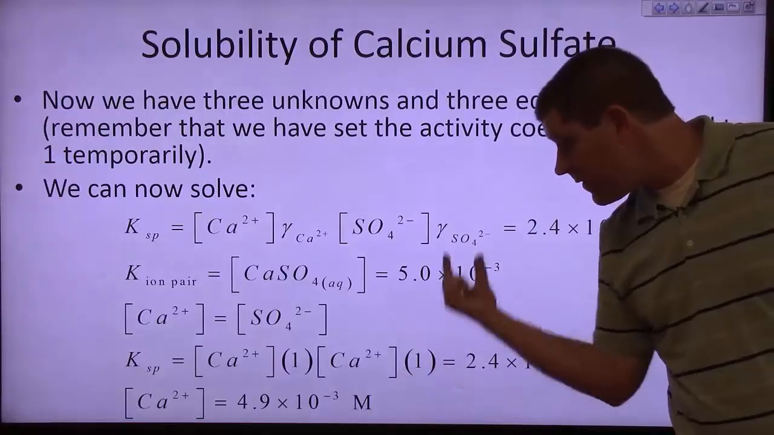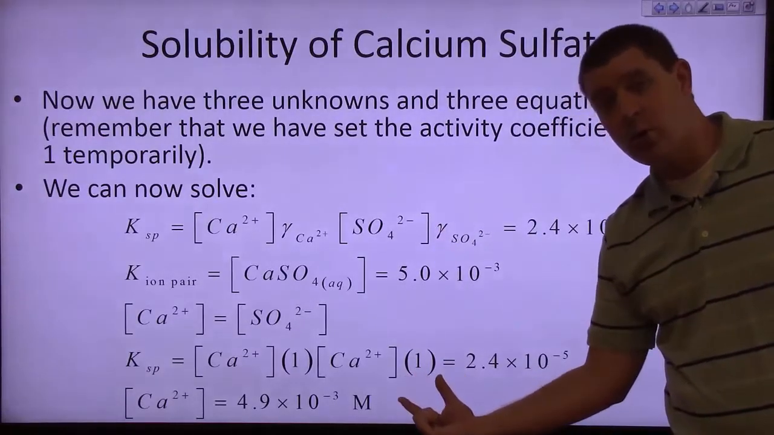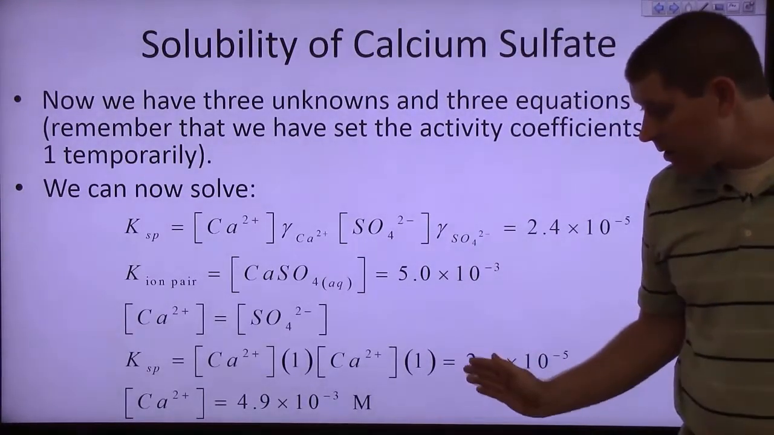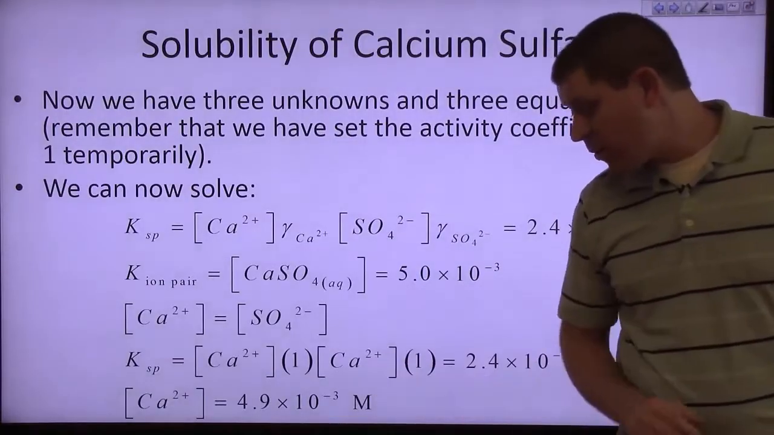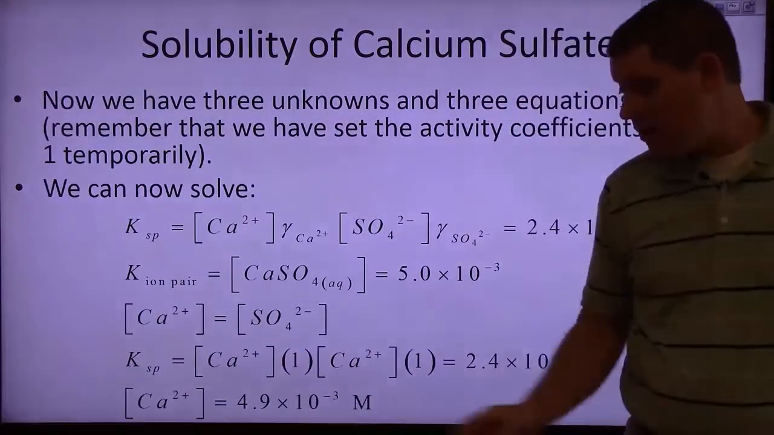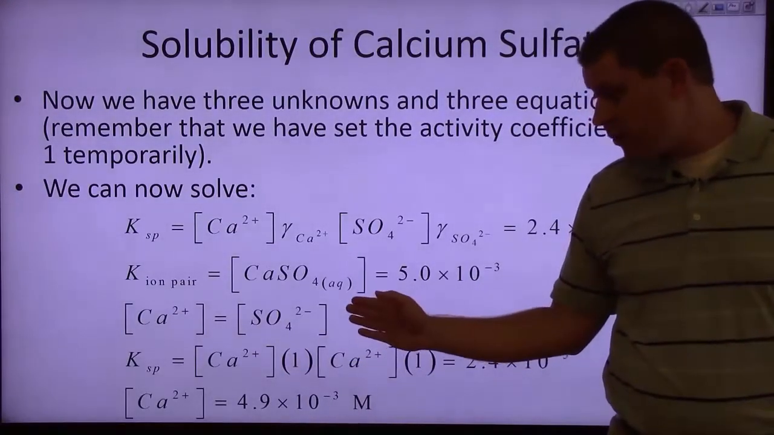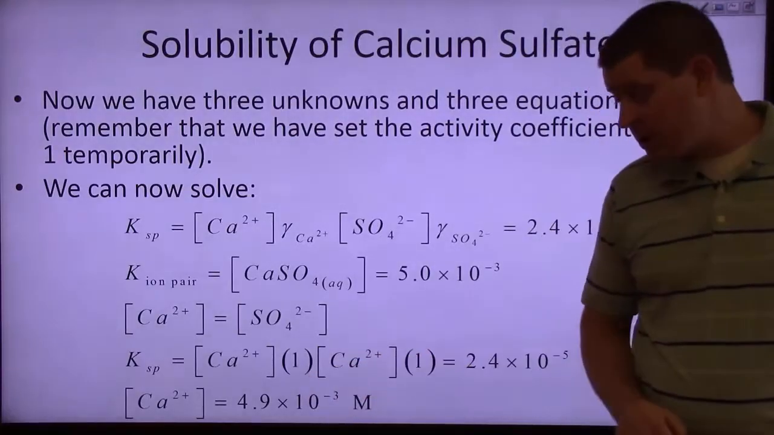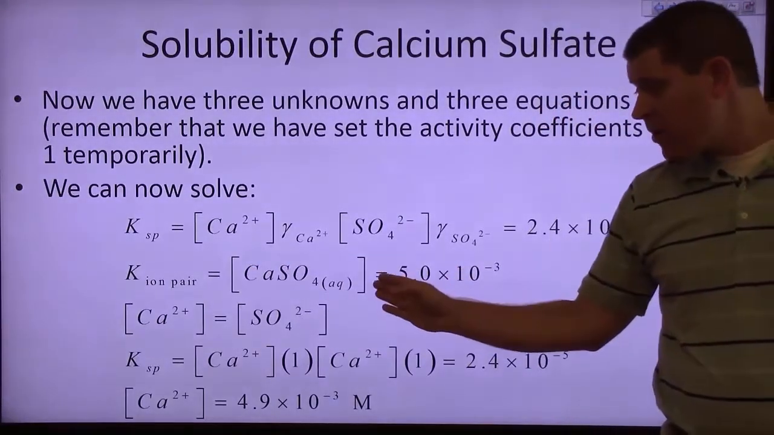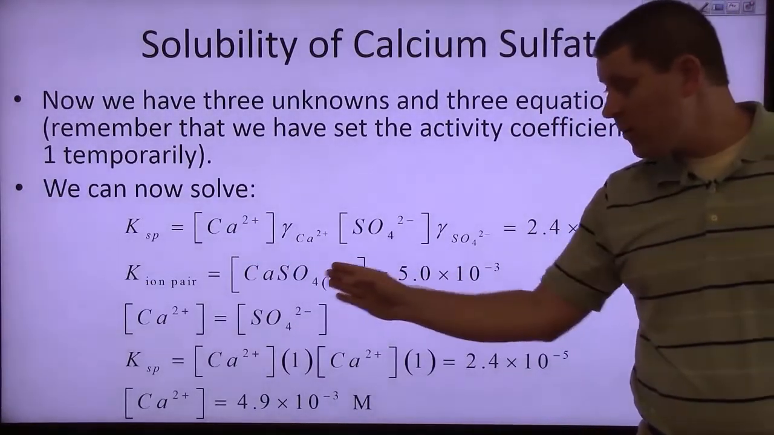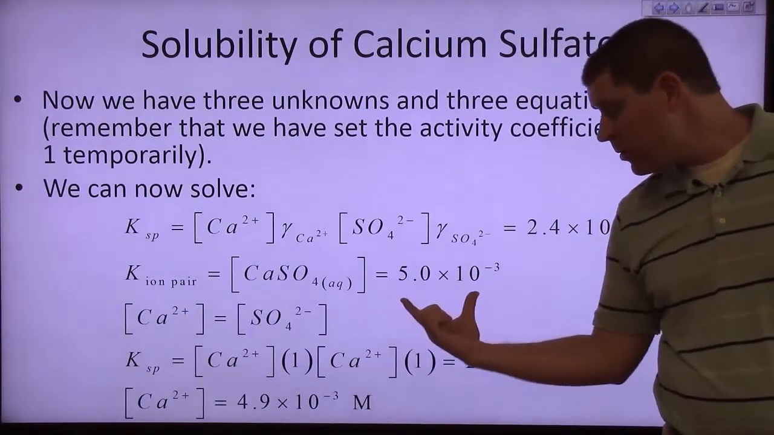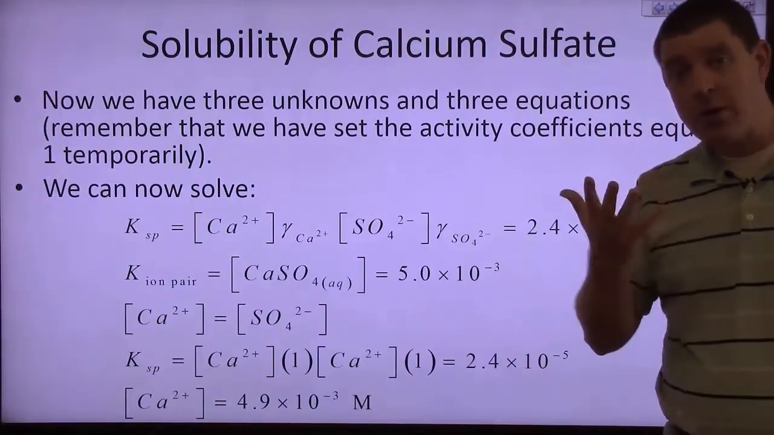And then the activity coefficient for sulfate ion, which we're going to say is 1, and we know that equals 2.4 times 10 to the minus 5. When we solve that, we just take the square root, and that gives us 4.9 times 10 to the minus 3 molar for our concentration of calcium ion. The concentration of sulfate is that same value, 4.9 times 10 to the minus 3 molar. Because we have only one unknown with our ion pair, the concentration of our calcium sulfate ion pair must be equal to 5.0 times 10 to the minus 3. So now we know all of our concentrations.